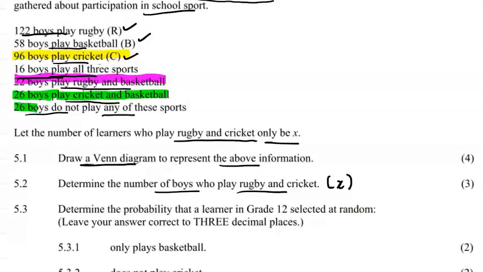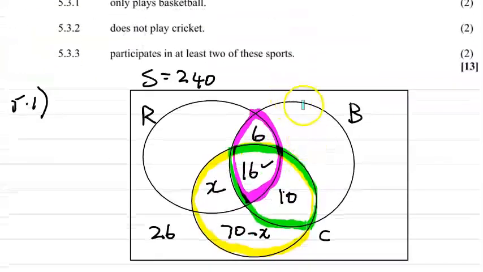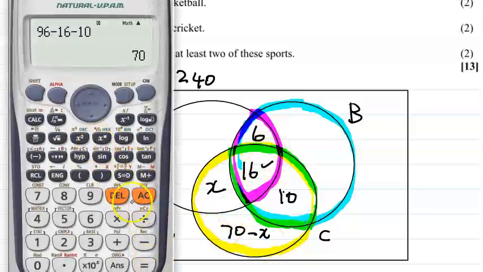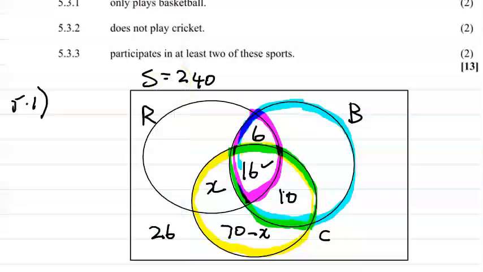Now it says 58 boys play basketball. So this whole circle or event here must be basketball. 58 boys play basketball. So therefore what you need to do is say 58 minus 6 minus 16 and minus 10. And that's going to give us 26. So therefore you're now going to have 26 there.